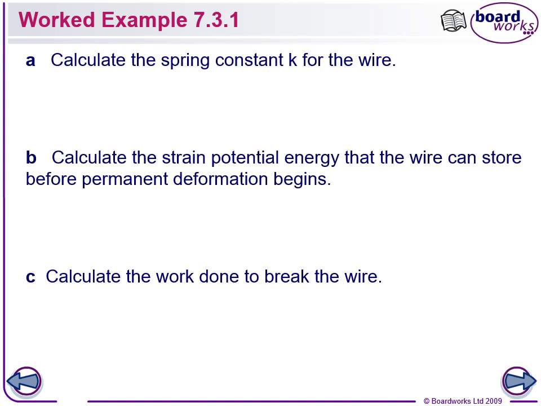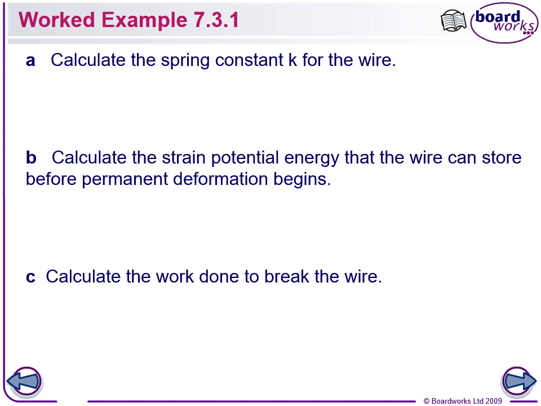Okay, so first thing, A, calculate the spring constant, K, for the wire. So if we have a look at our graph, remember the spring constant is just the gradient where we are under the elastic limit. Okay, so if we go above the elastic limit, remember it no longer holds to Hooke's law, so we're only looking at the gradient below the elastic limit.